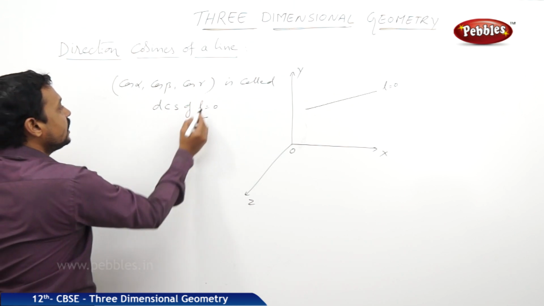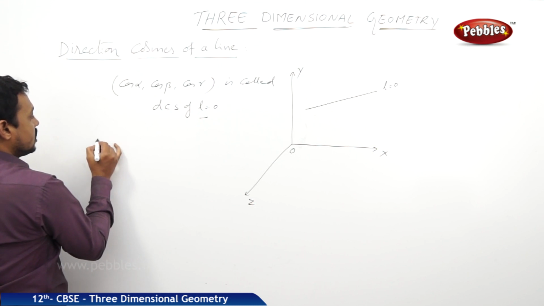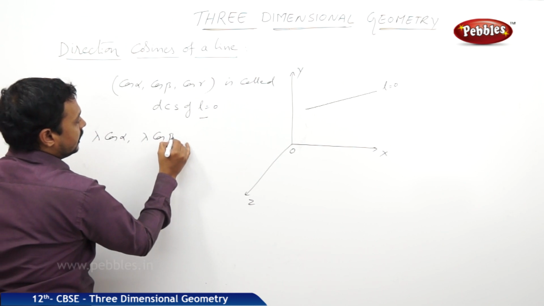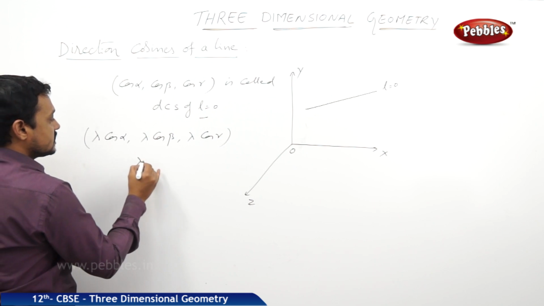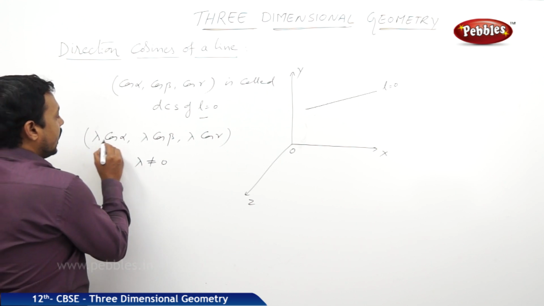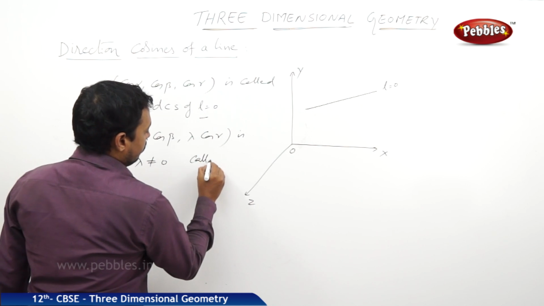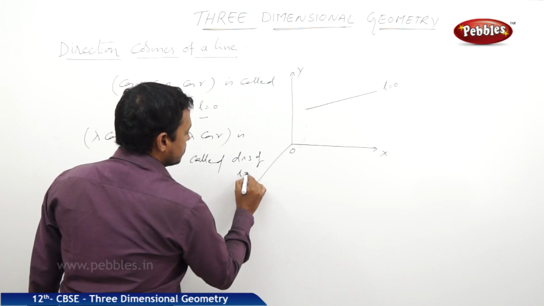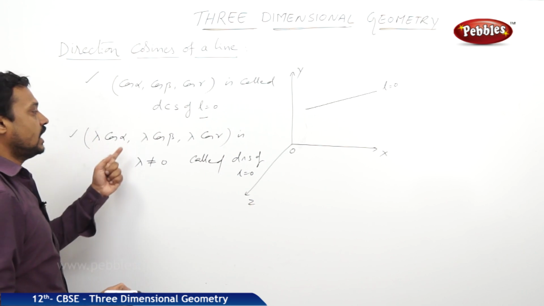Now, the proportionate values of direction cosines of a line are called direction ratios. For example, lambda into cos alpha, lambda into cos beta, lambda into cos gamma, where lambda is some scalar but not equal to 0. Then lambda cos alpha, lambda cos beta, lambda cos gamma are called direction ratios, DRs, of the same line L equal to 0. Now, these are the two important definitions, direction cosines and direction ratios.